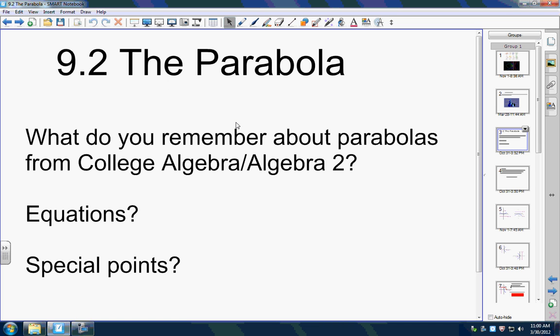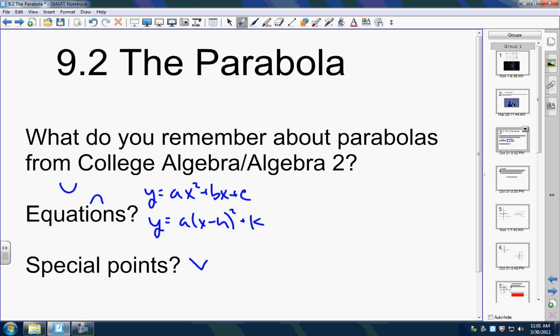So we kind of start with, what do you guys remember about studying parabolas both in Algebra 2 and College Algebra? Well, the only parabolas you guys did opened up or opened down. You had two different equations for them. You had standard form, and you had vertex form. The key points were obviously the vertex and your y-intercept. Then we used our calculator to help us get the rest of it.